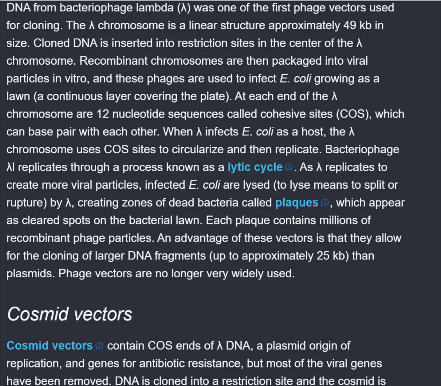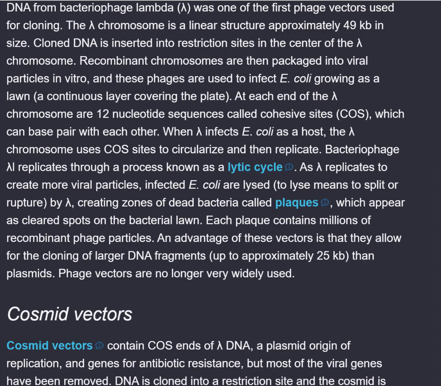At each end of the lambda chromosome are 12 nucleotide sequences called cohesive sites, COS, which can base pair with each other. When lambda infects E. coli as a host, the lambda chromosome uses COS sites to circularize and then replicate. Bacteriophage lambda replicates through a process known as a lytic cycle. As lambda replicates to create more viral particles, infected E. coli are lysed. To lyse means to split or rupture. Lysis by lambda creates zones of dead bacteria called plaques, which appear as cleared spots on the bacterial lawn. Each plaque contains millions of recombinant phage particles.